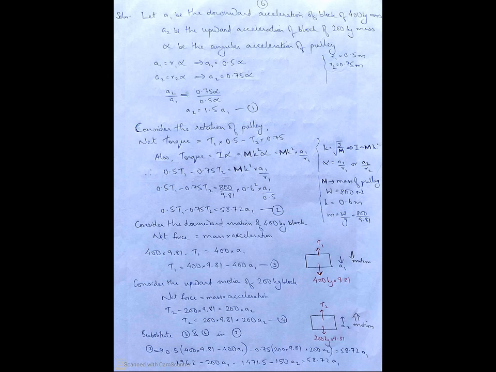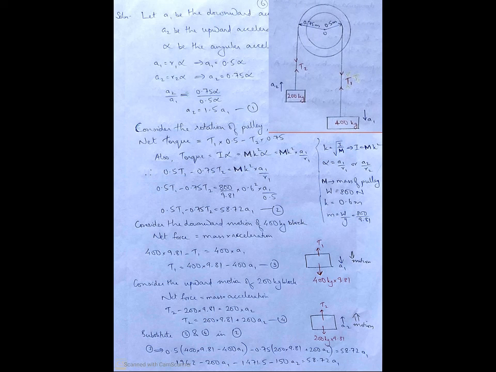Now as there are two circles in it, will the acceleration be the same? We are not sure about it. So let us see. This 400 kilogram mass is connected to the inner circle, and the 200 kilogram mass is connected to the outer circle. Let A1 be the acceleration of the 400 kilogram mass which is going downwards, and A2 be the acceleration of the 200 kilogram mass which is going upwards.